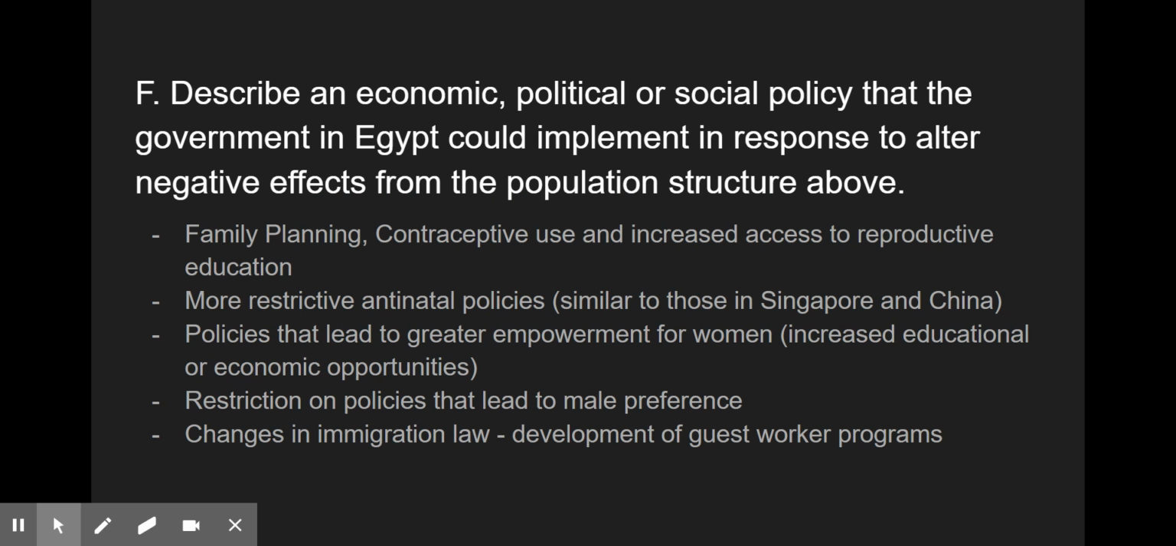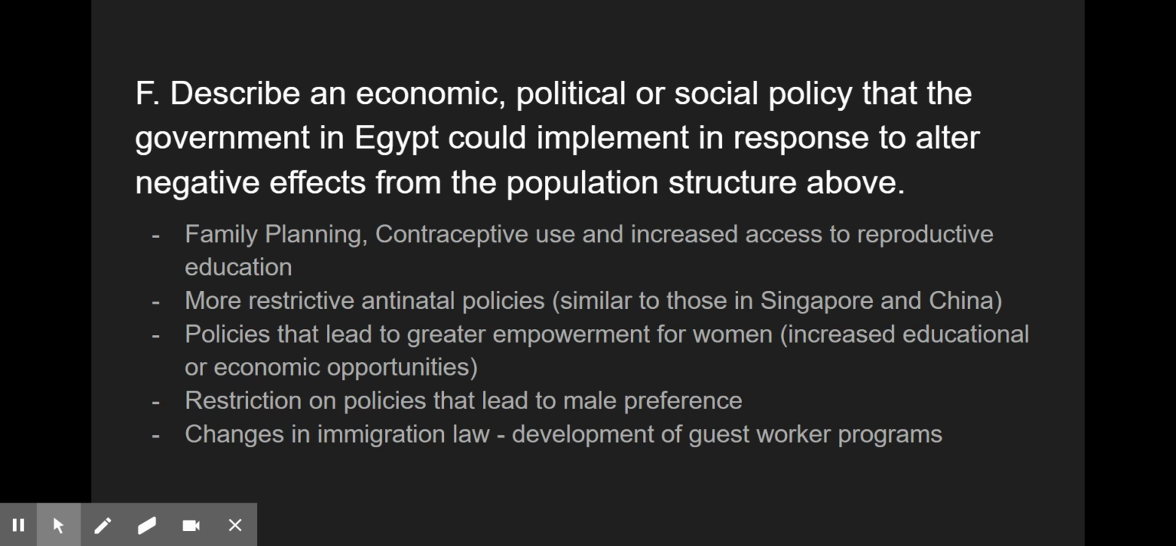And the last one, describe an economic, political, or social policy that the government in Egypt could implement in response to alter negative effects of the population structure above. So some kind of answers that fit into a broad category. The first one would be the introduction of family planning, contraception use, and increased access to reproductive education and healthcare. Kind of going hand in hand with that is the third bullet point, which are policies that lead to greater empowerment for women, educational programs or economic programs geared toward women.